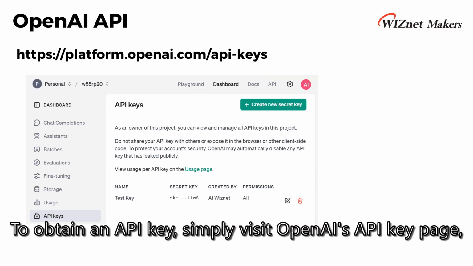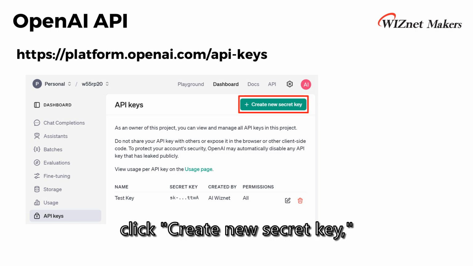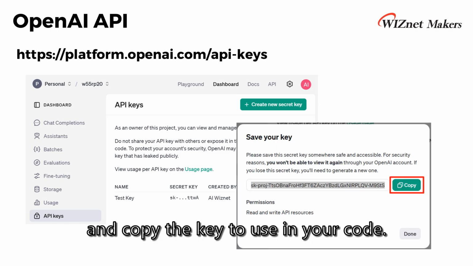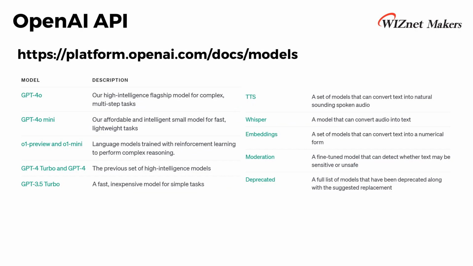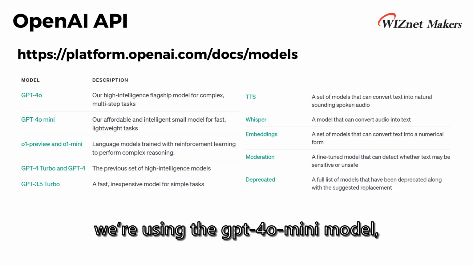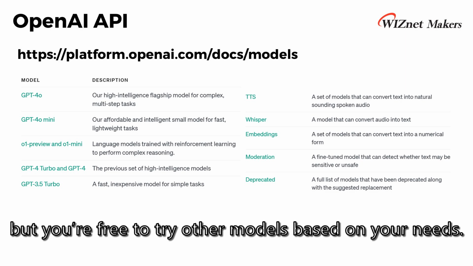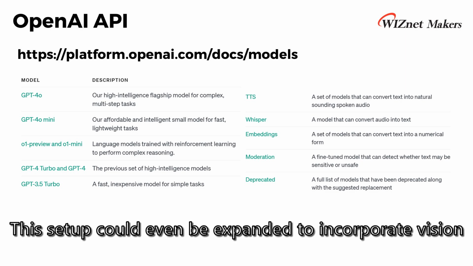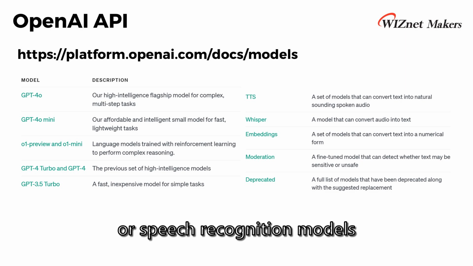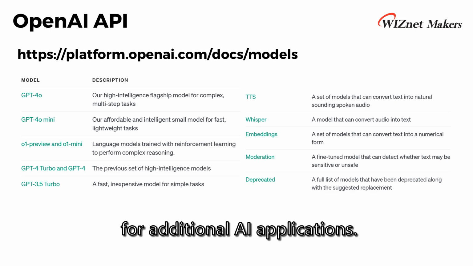To obtain an API key, simply visit OpenAI's API key page, click Create New Secret Key, and copy the key to use in your code. In this example, we're using the GPT-4o mini model, but you're free to try other models based on your needs. This setup could even be expanded to incorporate vision or speech recognition models for additional AI applications.